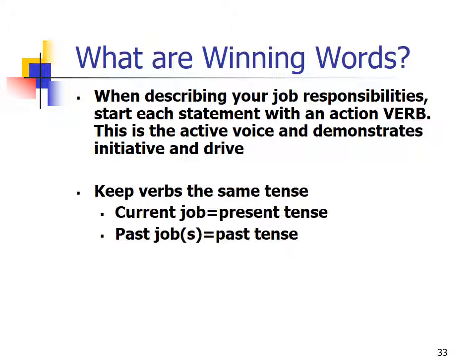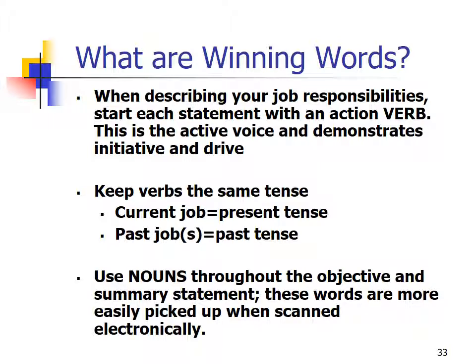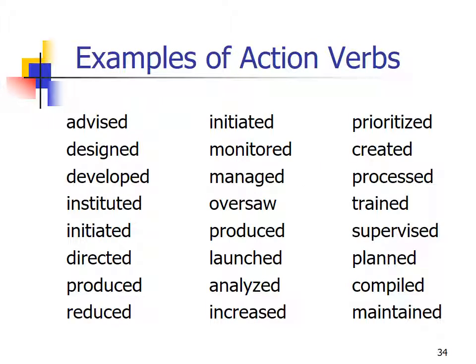Okay, so pull up a list of winning words. Make sure that you're using the correct present or past tense: current jobs, obviously present tense, past jobs, past tense, and make sure as you're reading through them that you're not accidentally switching back and forth. When you're mentioning a previous job, make sure you're always using past tense and you don't accidentally switch back and forth. Okay, so here's some good action verbs for you to use.